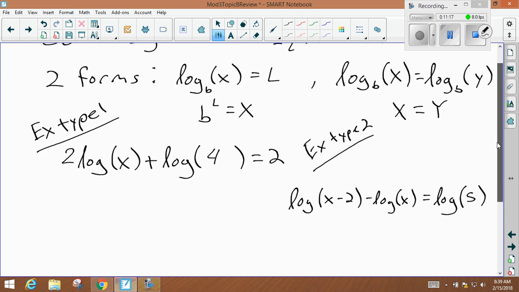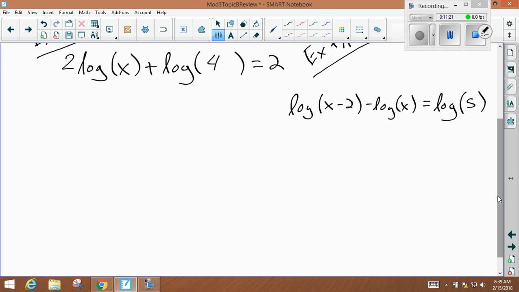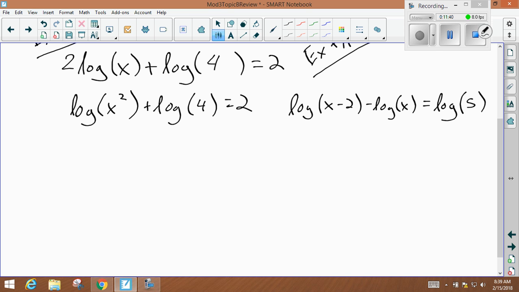Okay, so let's go ahead and do one of each type. Let's do the first type where I have log equal to a number. So the first thing I need to do is condense my logarithms. And when I am condensing my logarithms, the first thing I need to do is take coefficients and put them back inside as an exponent. So that's all I'm going to do with that particular step.